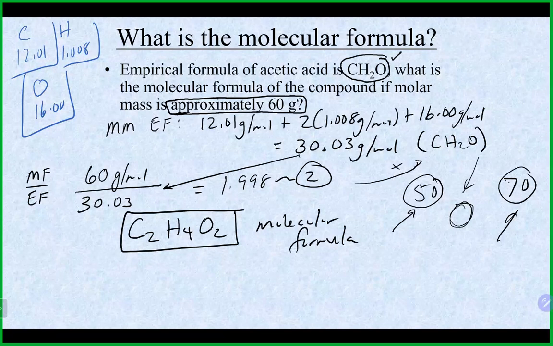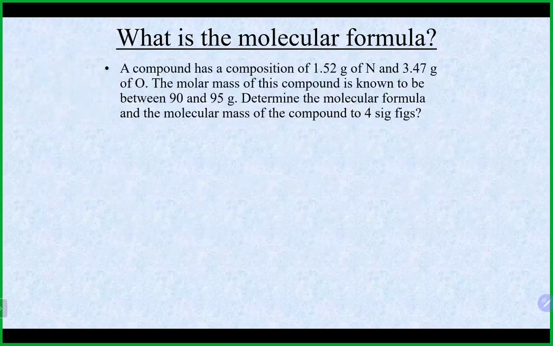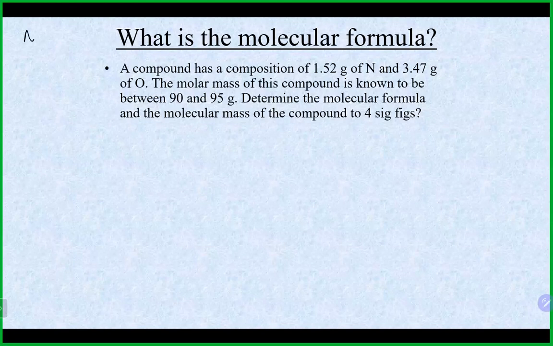Other questions? All right, let's try another one here. A compound has a composition of 1.52 grams of nitrogen and 3.47 grams of oxygen. Here's one with a range. It has a molar mass between 90 and 95 grams per mole. Determine the molecular formula and the molar mass of it to 4 significant figures. So nitrogen here is 14.01, and for oxygen, 16.